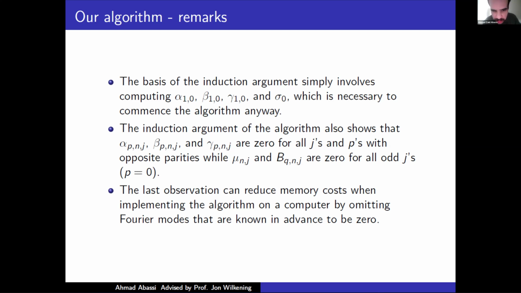And it turns out that for mu nj and B, Q, and J, these are zeros for odd J's, since these can be associated with P equals 0. They're the analogy to the height function, to the A0 term, which is not 0 in Amick and Toland's infinite depth problem. And the last observation about the Stokes coefficients of a specific parity being 0 can reduce memory costs, since we don't even need to allocate space for real numbers that we know a priori to be 0. And this saves us a lot of memory, especially since we're working with multiple precision arithmetic, as we will soon see.